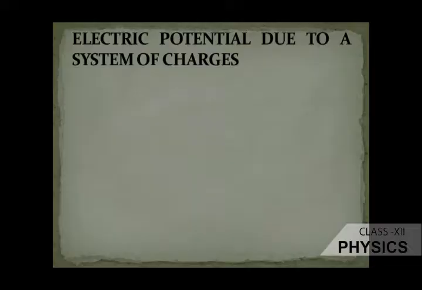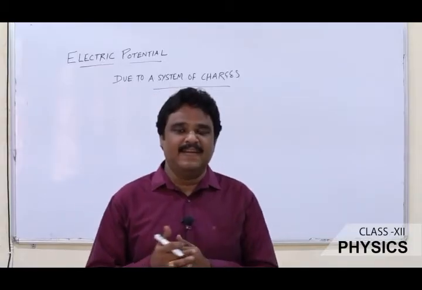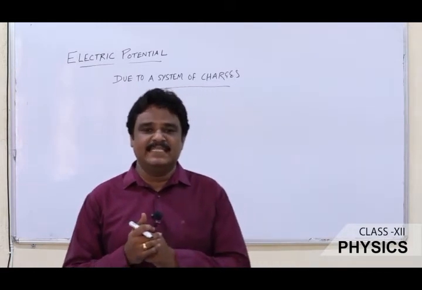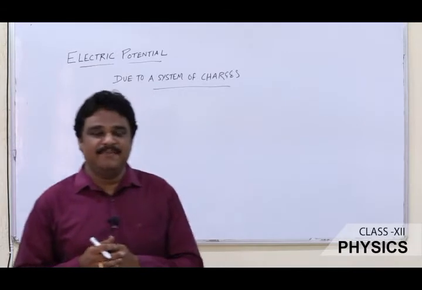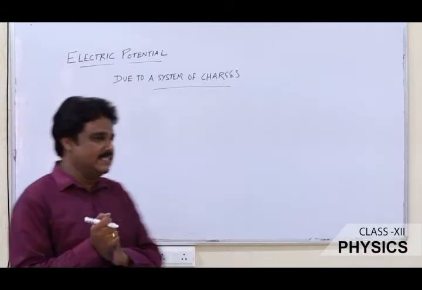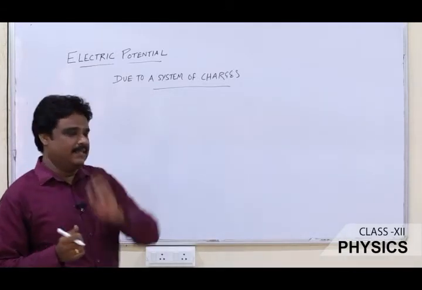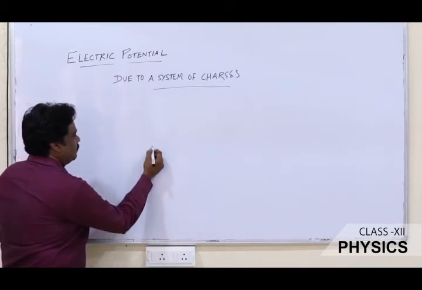Yes, I am going to get into the next derivation. We are going to derive an expression for electric potential due to a system of charges. What we derived now is only due to a single point charge, and what was the expression? It is KQ by R. Now we are going to derive an expression for a system of point charges. Ultimately the location will be a single location.